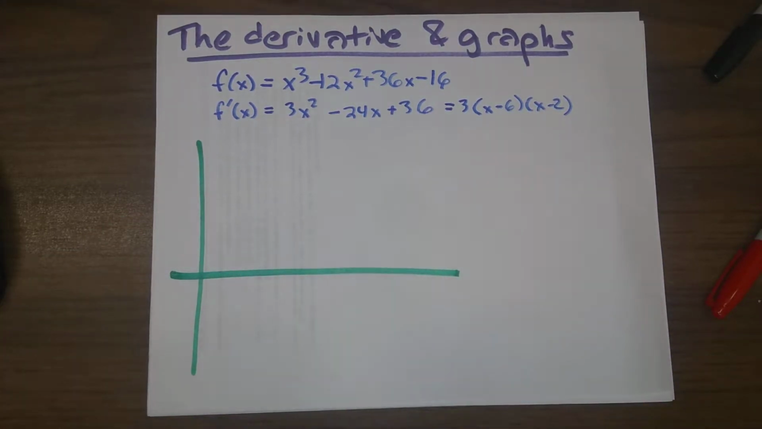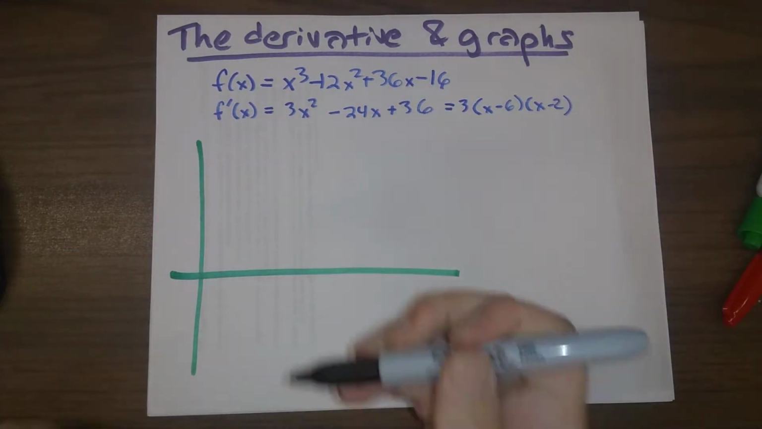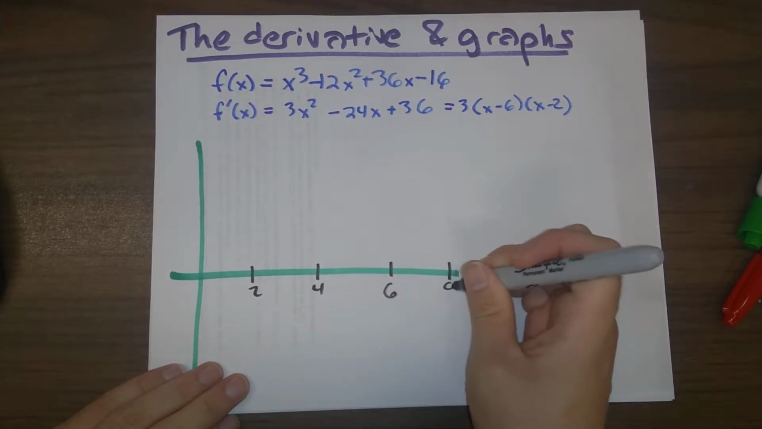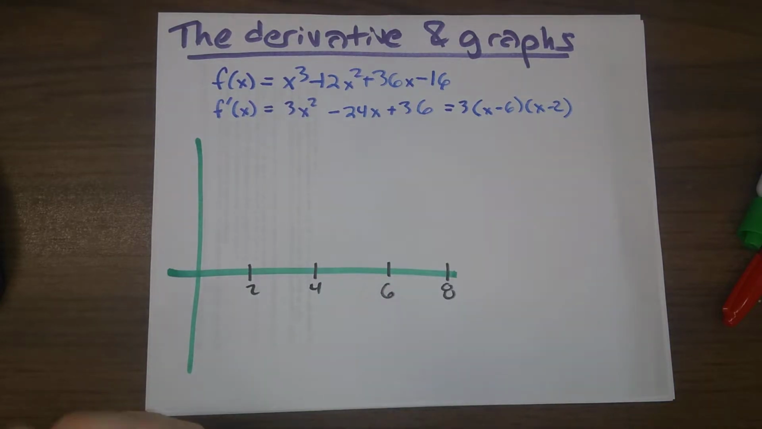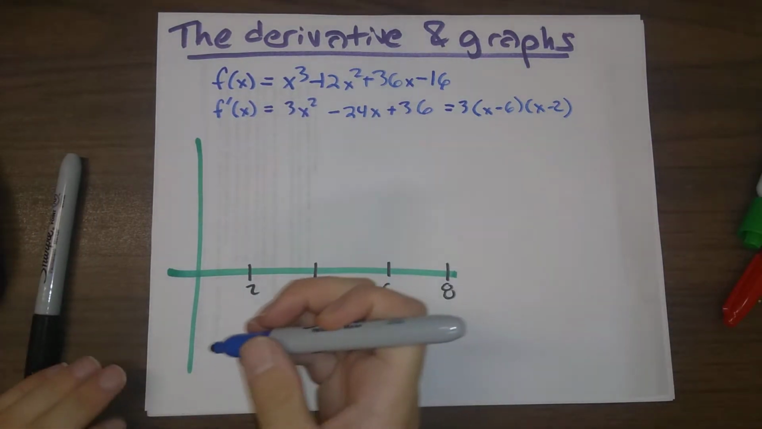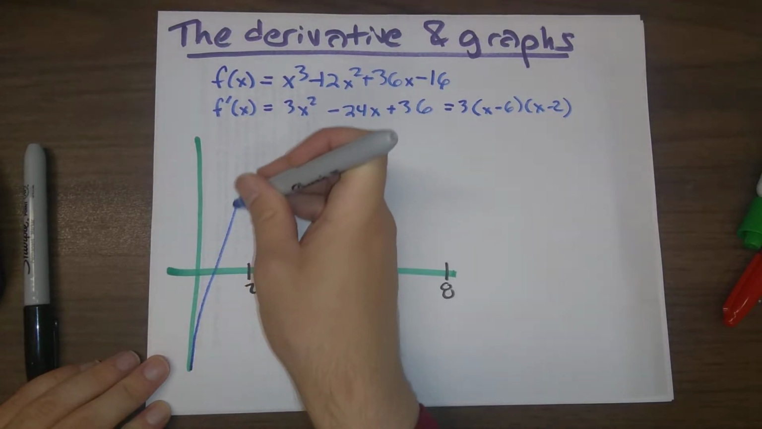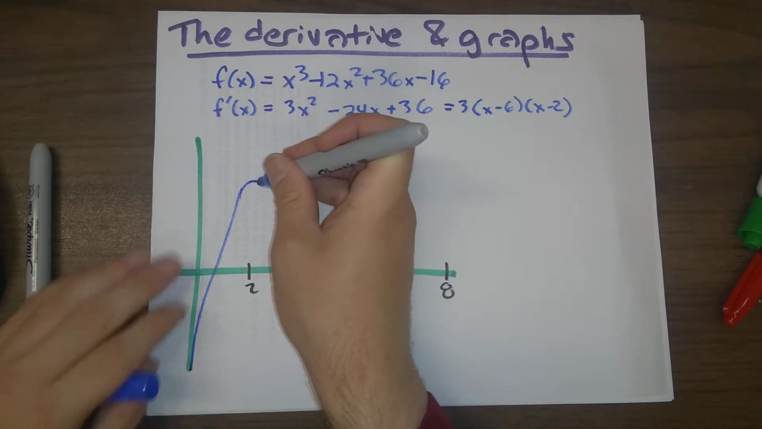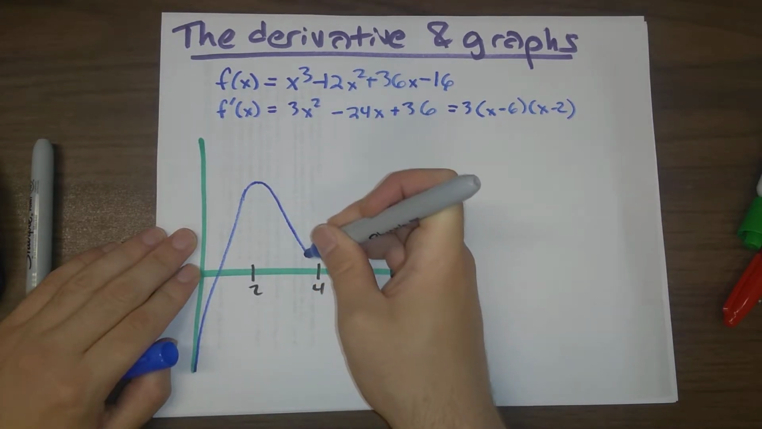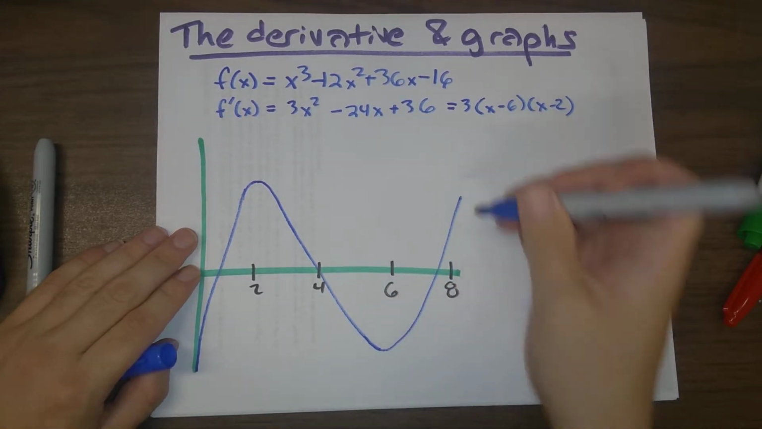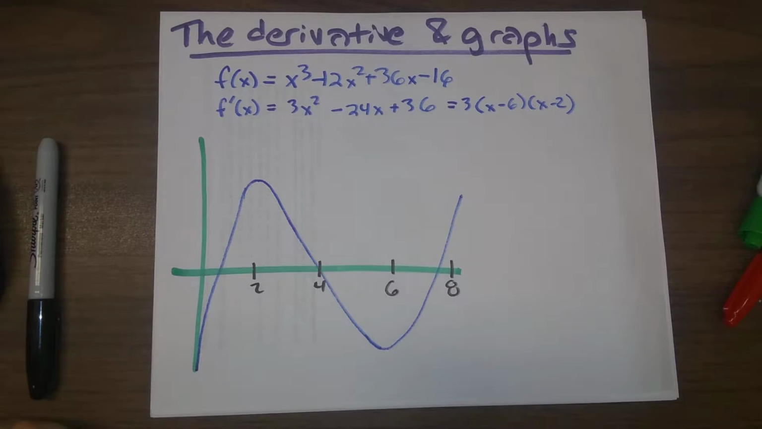So what does f of x look like? So here is a set of axes. Let me put some tick marks here: 2, 4, 6, 8. And so the function looks something like this. It's not a perfect picture, but it's taking care of the important things here. So this is what the function looks like.